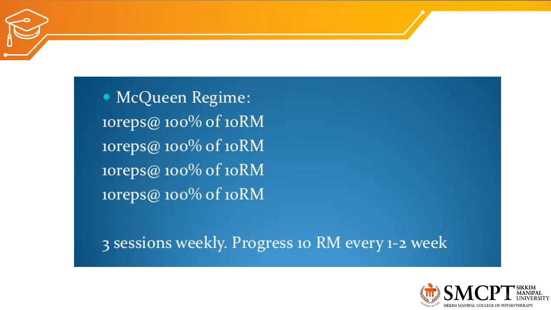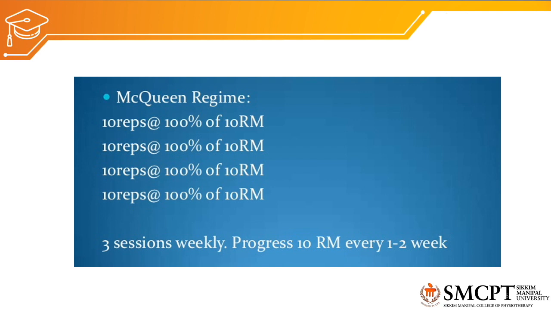Next, let's move on to the Mcqueen regime. In the Mcqueen regime, it is simple. Here we ask the patient to perform exercises in 3 or 4 sets with 10 repetitions against 100% of the 10 repetition maximum load. For example, if the quadriceps can extend the knee against 20 kg for 10 times, then the 10 repetition maximum load is 20 kg. In the Mcqueen regime, for all the sets, 100% of that 10 repetition maximum will be used, that would be 20 kg.